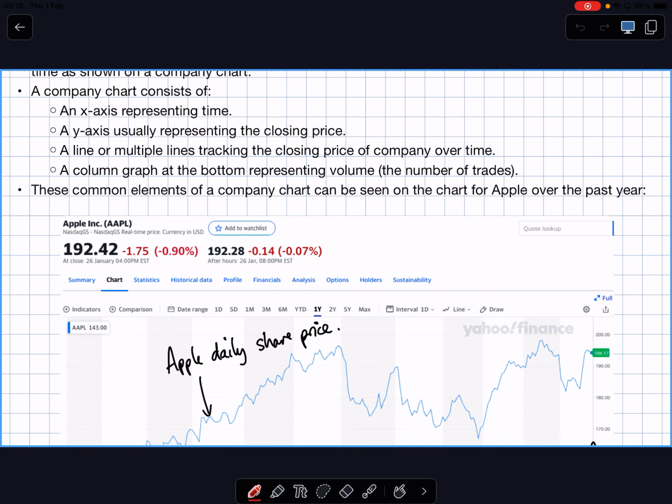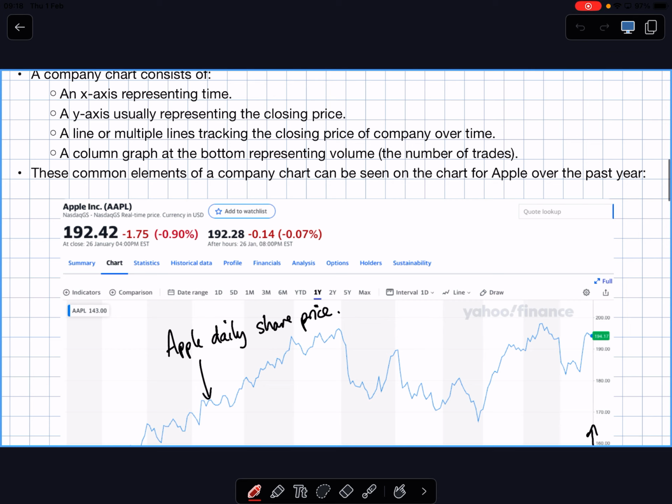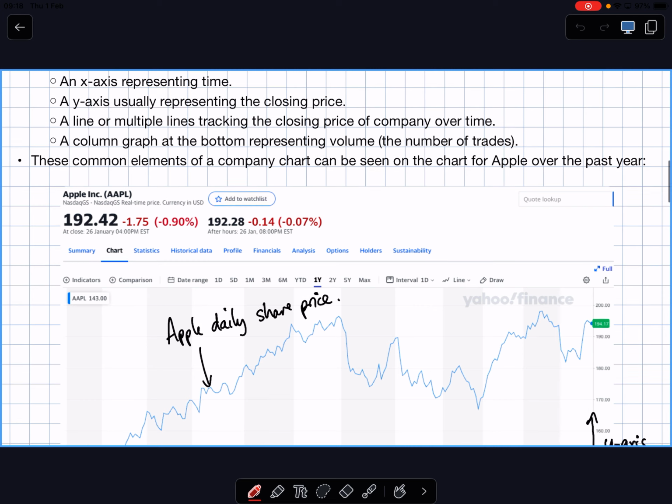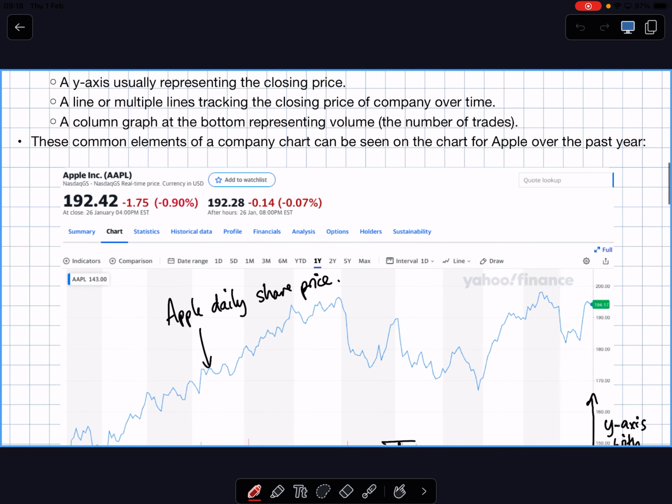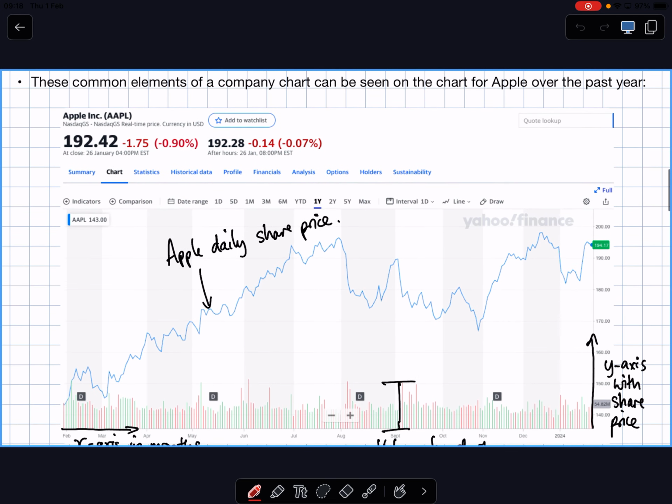It's got an x-axis that represents the time. The y-axis usually represents the closing price. There's a line or multiple lines tracking the closing price of a company over time. And there's a little column graph at the bottom that represents the volume, which is the number of shares traded. This is from Yahoo Finance, the website that you will be using for your DI.